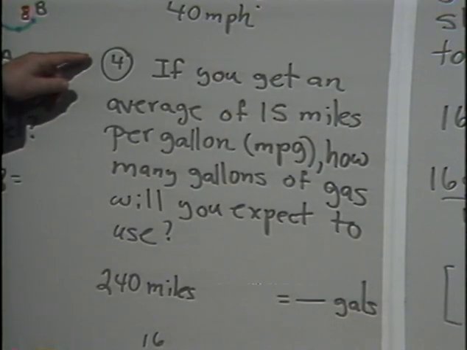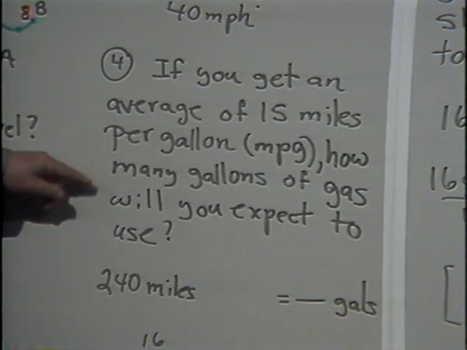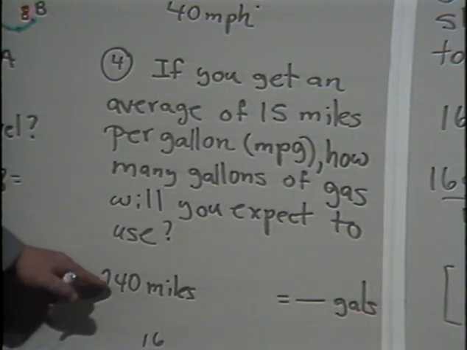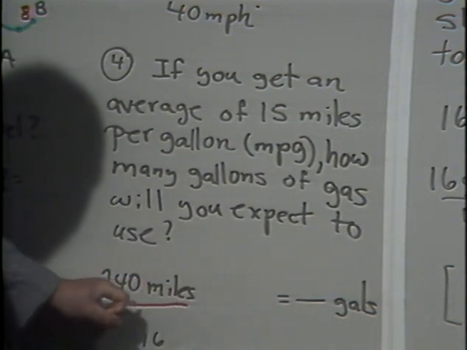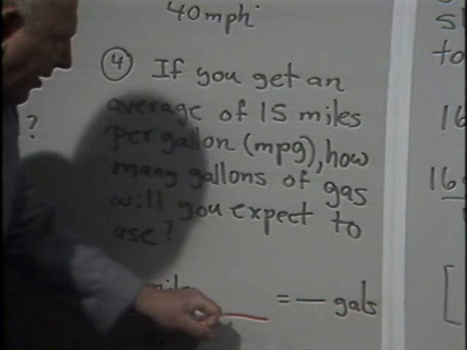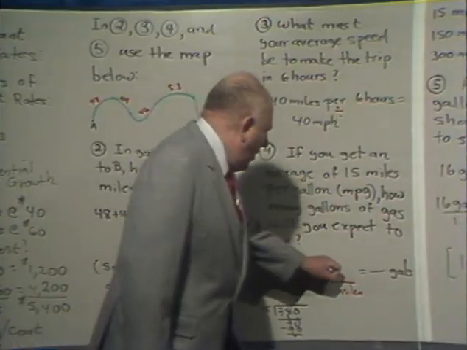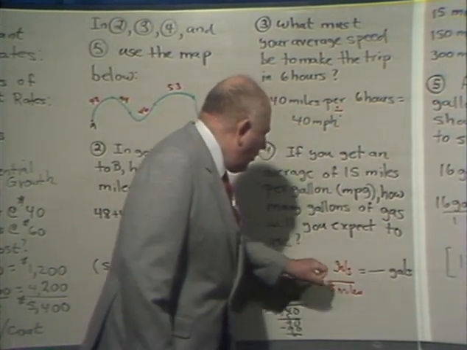So problem number 4 says, if you get an average of 15 miles per gallon, how many gallons of gas will you expect to use? And just to remind us of the dimensional analysis, remember, if you wanted to, you could say 240 miles equals blank gallons. Then what you want to do is convert from miles, so since they're in the numerator, you put them into the denominator, and you want to bring in gallons. And you're told you can get 15 miles to 1 gallon.